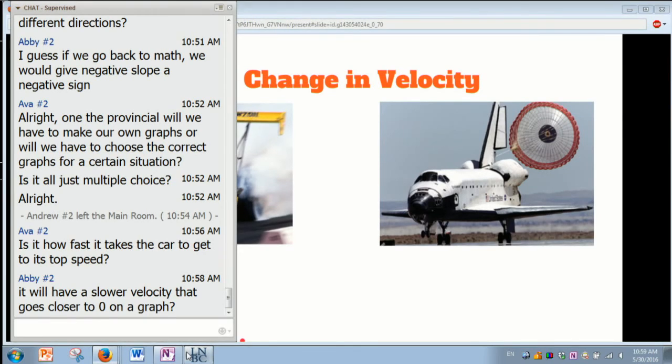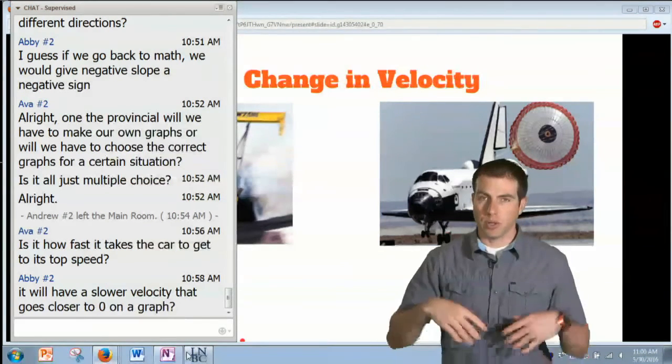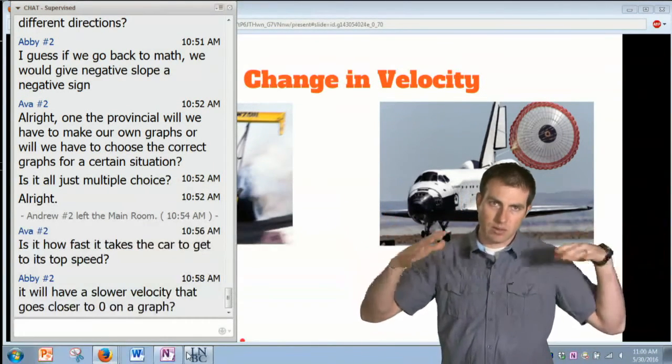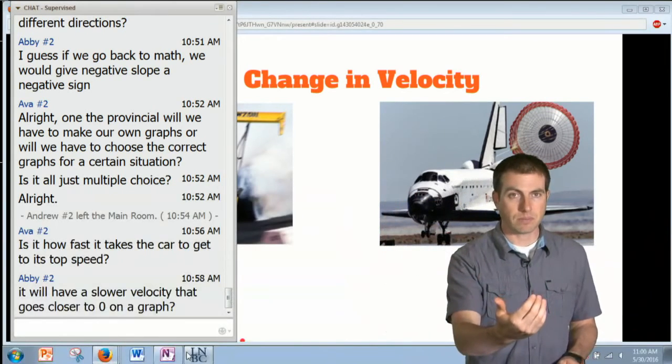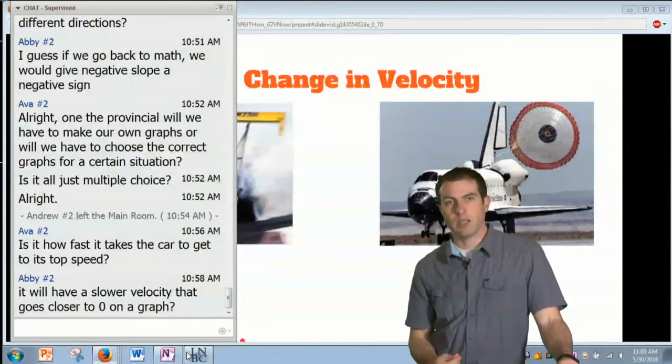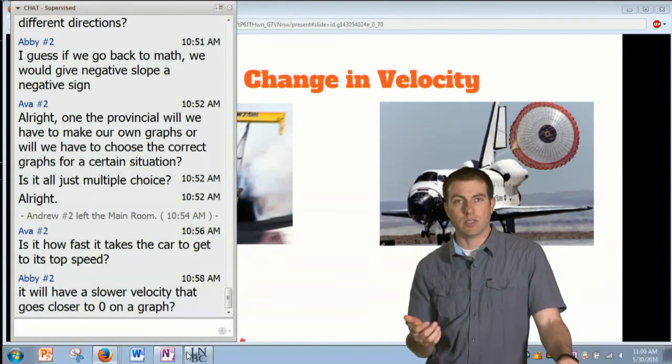It will have a slower velocity that goes closer to 0 on a graph. Not talking about a velocity compared to one another, not talking about graphs, just what's happening to the change in velocity. Let's say the space shuttle flying lands on the runway, it's going 500 kilometers per hour. Super, super fast. Throws that parachute out the back, the parachute slows it down, the air brakes deploy. Eventually the space shuttle is going to come to a stop. So what is its change in velocity going to be?